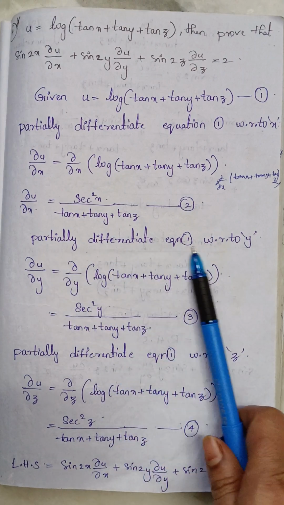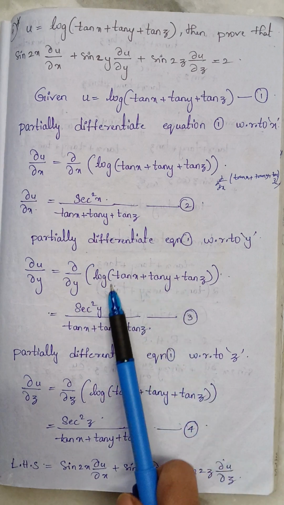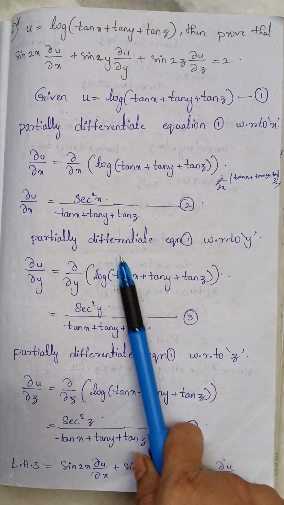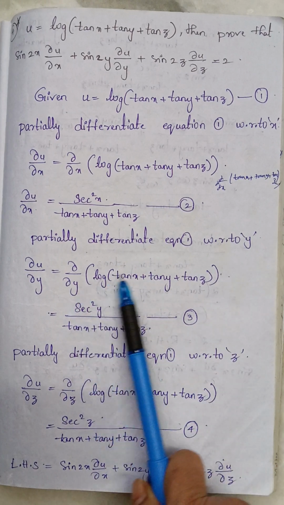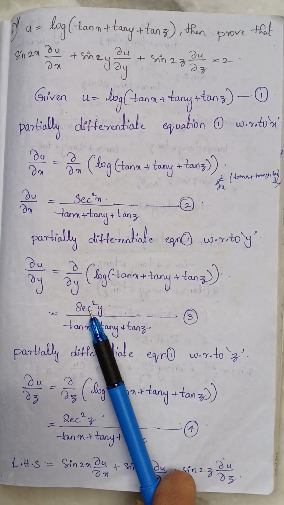Similarly, partially differentiate equation 1 with respect to y we want. So dou by dou y of this, same as previous, log x derivative is 1 by x. Again differentiate this function with respect to y, we are doing means x and z are constants. Only tan y derivative is secant square y.